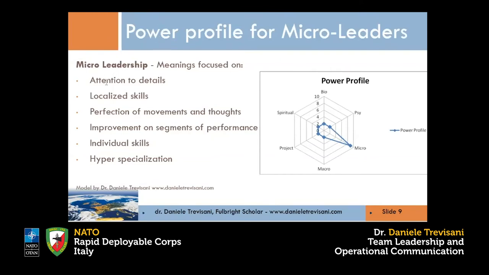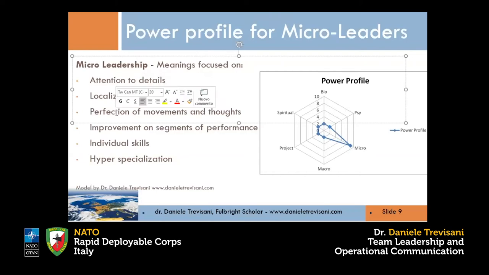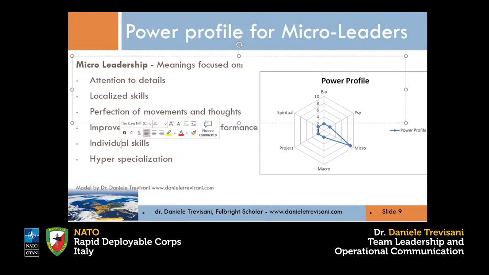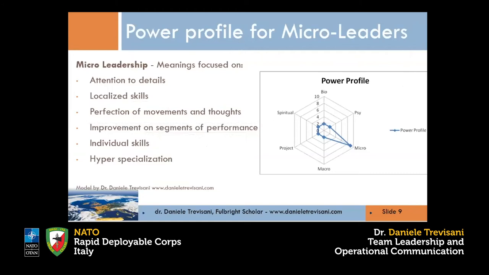Then we have micro leaders. They are able to pay attention to details, very small details, localized skills. They look for perfection, perfection of movements and thoughts. They are really obsessed with perfection. They seek improvements on segments of performance. They are focused on individual skills, and they have a hyper specialization. So it's a kind of, let's say, engineer, hyper specialized on a specific area of engineering with not much understanding of the rest of the world, and not able to talk about topics except engineering.